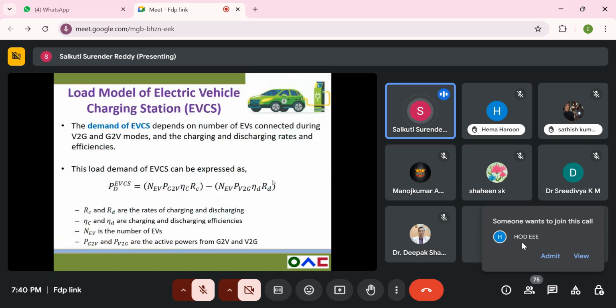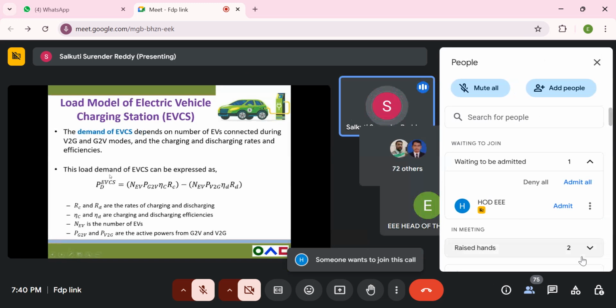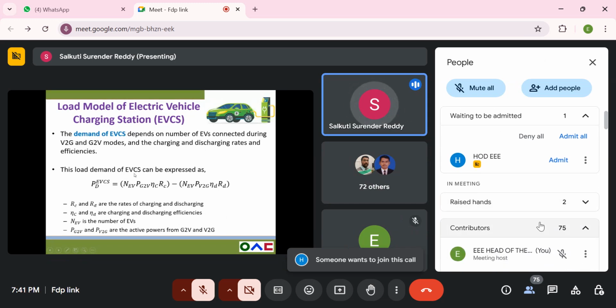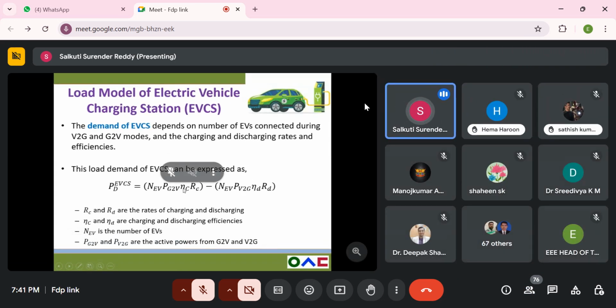But EV charging stations also need to be modeled in the load flow and optimization. The load of an electric vehicle charging station you can determine based on how many vehicles are charging and how many vehicles are discharging. Based on the charging and discharging, we can determine the total load of this electric vehicle charging station.